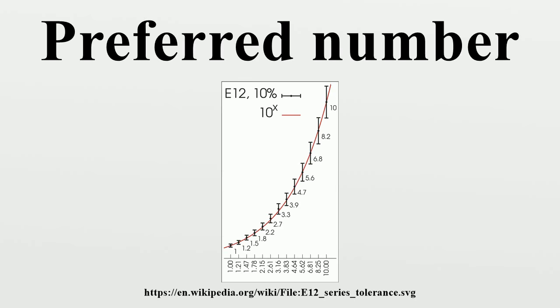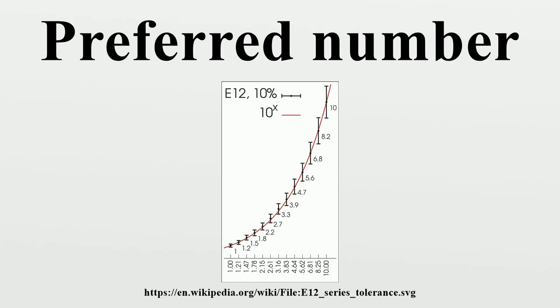Digital cameras often subdivide these into thirds, so each f-stop is a sixth root of 2, rounded to 2 significant digits: 1.0, 1.1, 1.2, 1.4, 1.6, 1.8, 2.0, 2.2, 2.5, 2.8, 3.2, 3.5, 4.0.